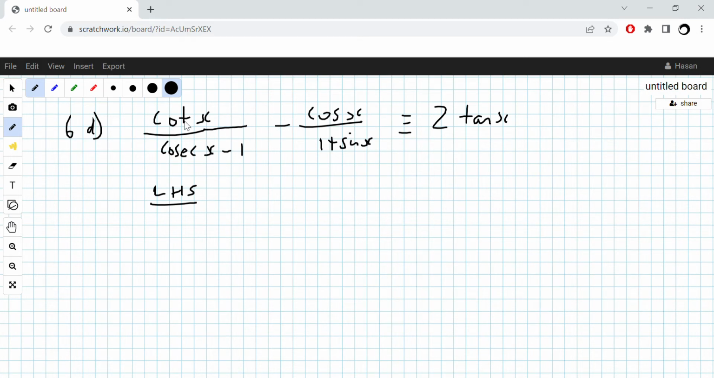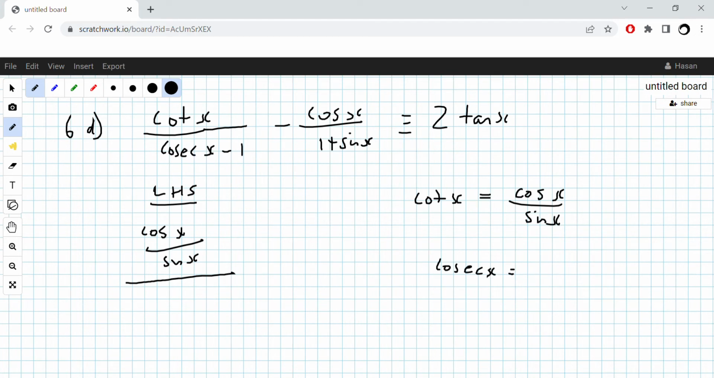What we can first do is get rid of this cot x by using the expression of cot x equals cos x over sine x. It should make it easier for us to then work out everything and get rid of this cosec x as well, but we'll do that later. So instead of writing cot x, we'll do cos x over sine x, all over. Now get rid of this cosec x. Cosec x equals 1 over sine x. So we have 1 over sine x minus 1.